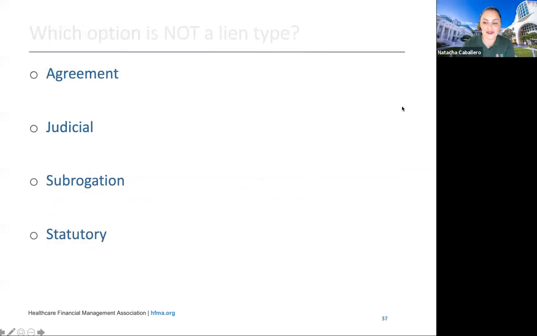And this brings us to another polling question. Which option is not a lien type? We'll give you a few seconds to answer that. We're 50-50 right now. Okay, and yes, most of you answered subrogation, and that is the correct answer. Subrogation is not a lien type, but instead a process used to pursue payment.